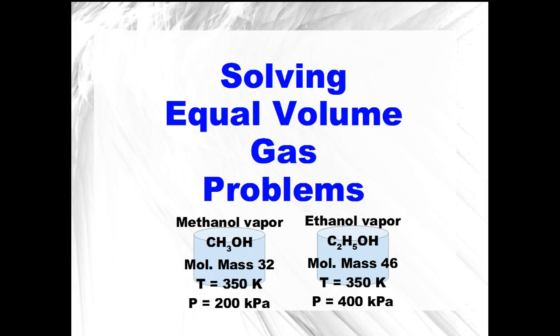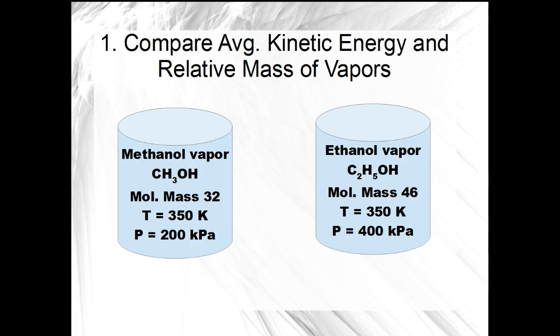Let's look at a type of chemistry problem we might call solving equal volume gas problems, where we have two different gases in equal volume containers. So let's start off here. Compare the average kinetic energy and relative mass of two vapors. So we have methanol vapor on the left and ethanol vapor on the right.